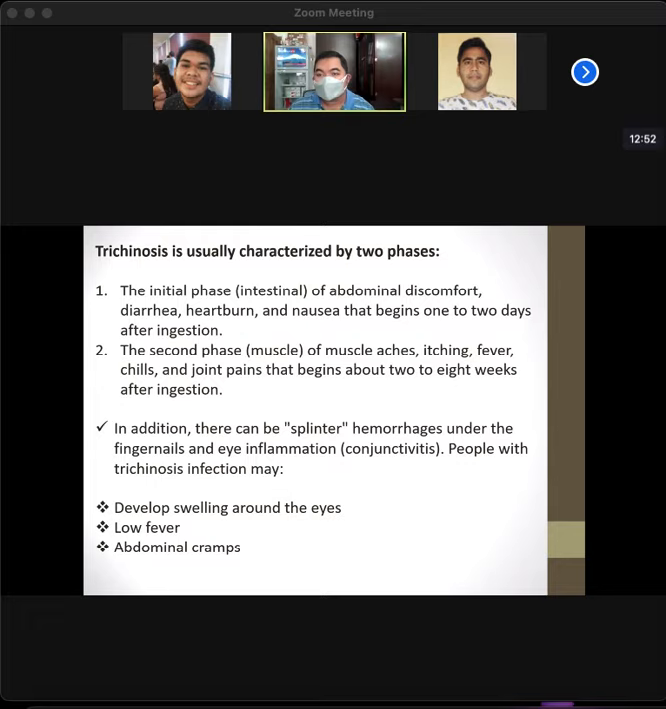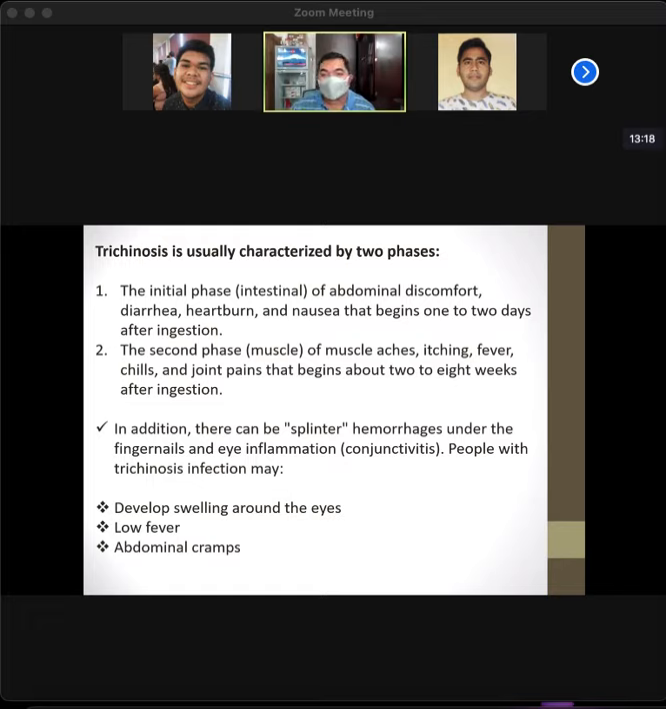Remember, depending on the stage where the parasite infection is located, that will be the time that the patient may have some symptoms. For example, in the initial phase, the patient may complain of abdominal discomfort, diarrhea, nausea, vomiting. Actually this is very fast, one to two days after ingestion, you will have this initial phase.